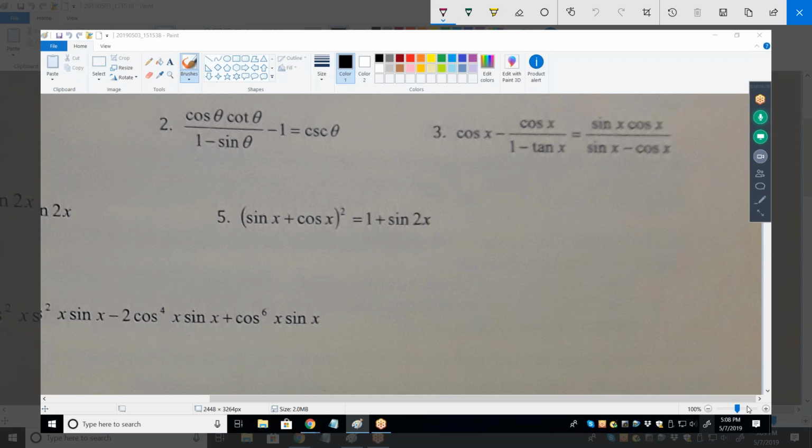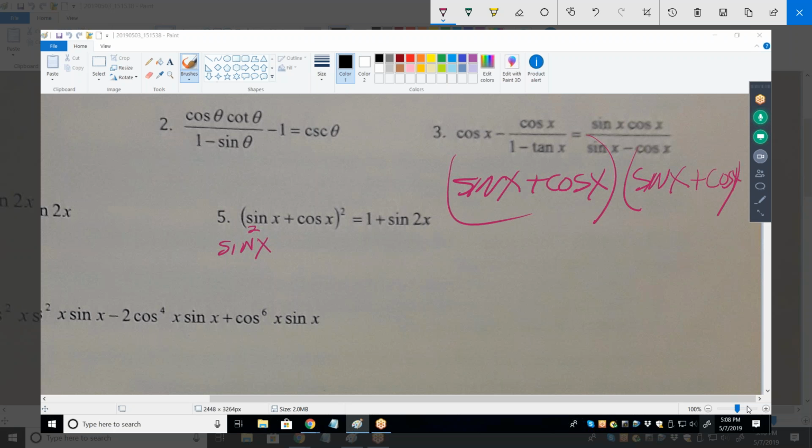Just sine squared and cosine squared. No, that's not what you get. Foil it. You had the right words. When you foil it, you don't get sine squared plus cosine squared. There's a middle term. Sine times cosine. Well, there's two of them. In other words, when you foil it, here's what you're doing. Sine x plus cosine x times sine x plus cosine x.